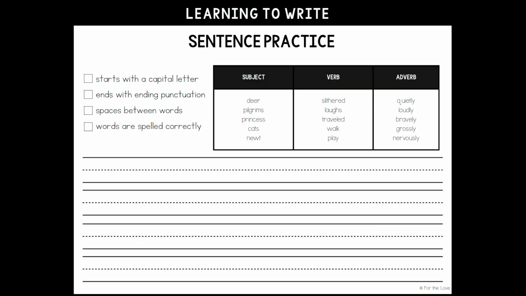Once students have completed that sheet, they are ready to write some sentences by themselves. This word bank will help them as they can focus on putting the words together in the right order instead of having a blank piece of paper in front of them. On the left, we have our mechanics checklist that we always use to make sure students are writing their sentences that start with a capital letter, end with punctuation, have spaces between the words, and have the words spelled correctly.